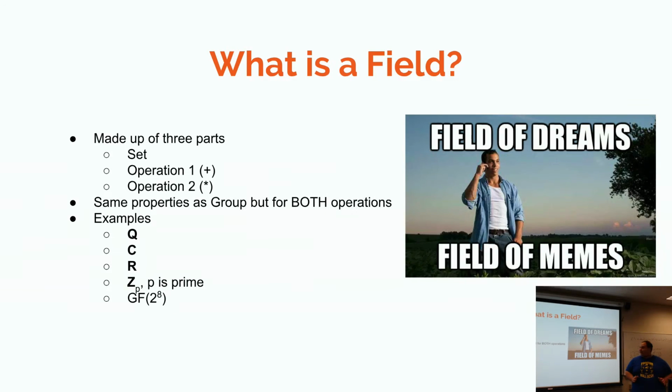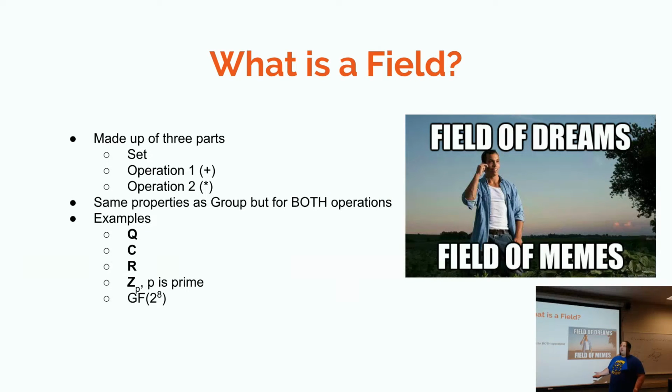Okay, now we're going to get into crazy things called fields. Basically same thing, except you have another operation in there. That's the defining difference between a group and a field, is that instead of one operation, you have two. For example, addition and multiplication. Crazy, I know. Have both things. These are examples of fields.